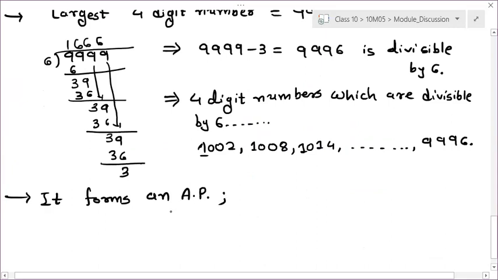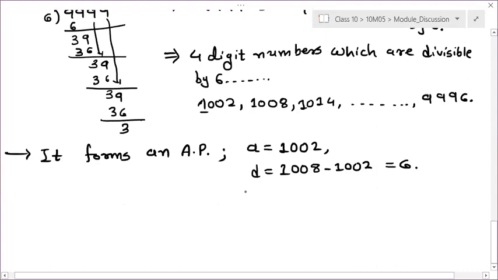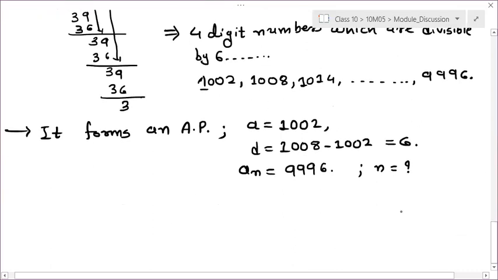How can we apply AP over here? Here the first term is 1002, the common difference is 1008 minus 1002, which is equal to 6, right? And your last term an is 9996. Now what do we need to find? We need to find the total number of terms. How many terms are there, or at which place is the last term?